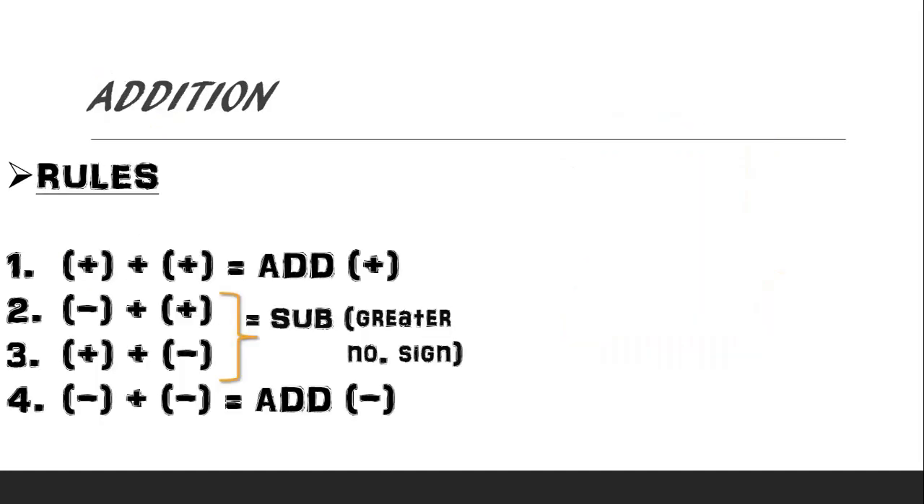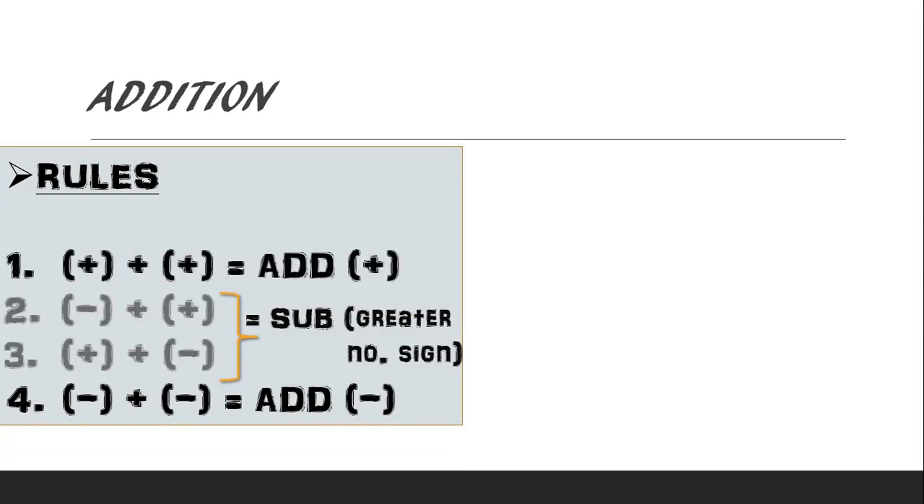signs. Now for addition, the rules are: if both the numbers are positive, you have to add and give plus sign to the answer. If either of the numbers is negative, you have to subtract and the sign of the answer will be as it is in the question for the greater number. If both the numbers are negative, you have to add and give minus sign to the answer.